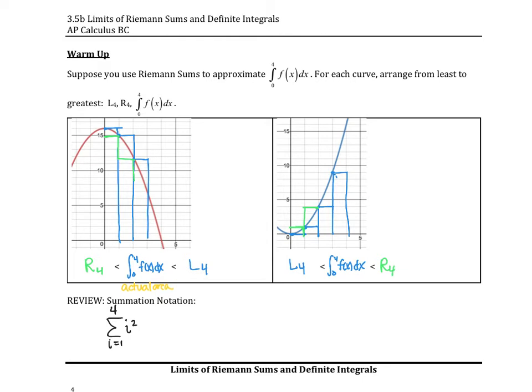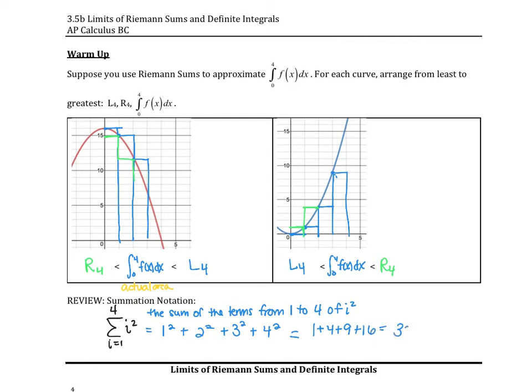Hopefully you know this says the sum of the terms from 1 to 4 of i squared. Meaning what I want to do is plug in 1 to 4, 1 squared, 2 squared, 3 squared, 4 squared, and find the sum of all of those. So 1 plus 4, so we get 30. Hopefully you know that summation notation because we're going to use it a little bit today.